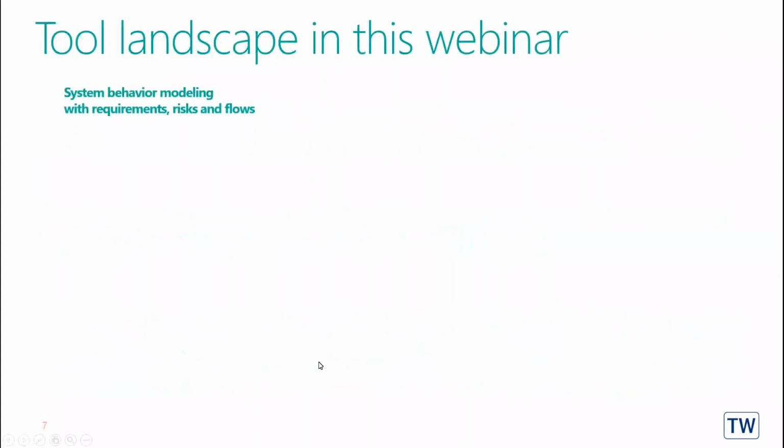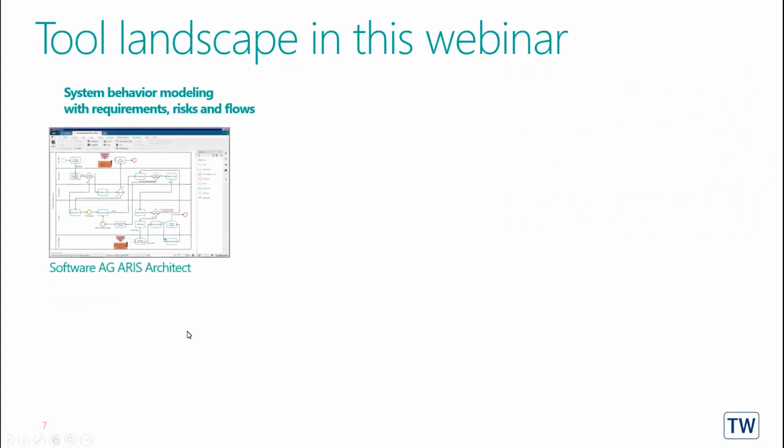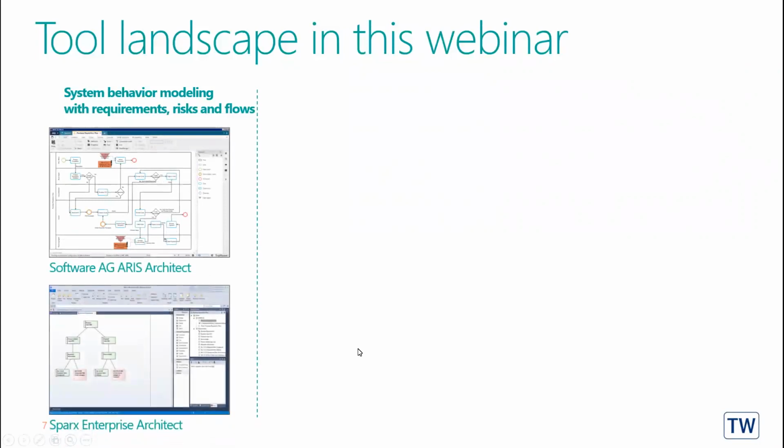The tool landscape that we will demonstrate live today, that will be shown by Volker, starts with system behavior modeling, say it's a blueprint, it's a process flow, and add it with requirements and risks. We use the tool software Aris, and to demonstrate that we are not relying on a single tool, we use Sparx Enterprise Architect for modeling, for example, requirements and flows.